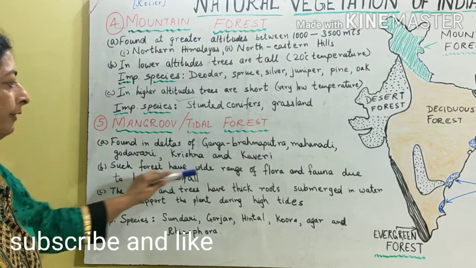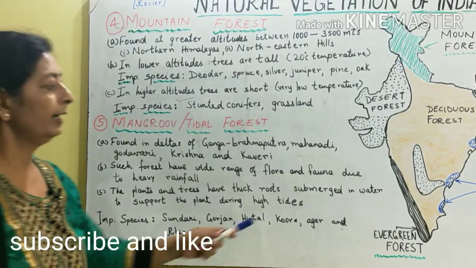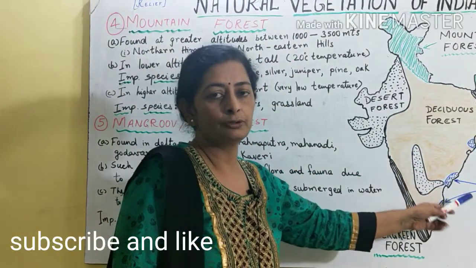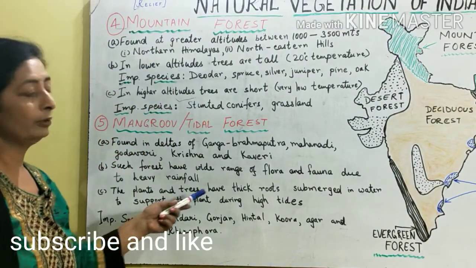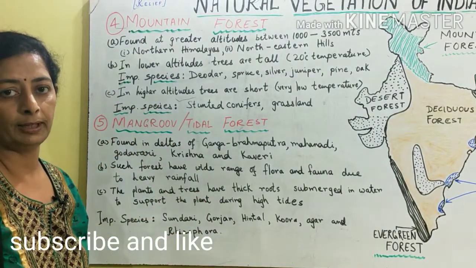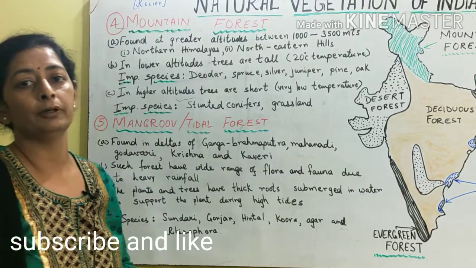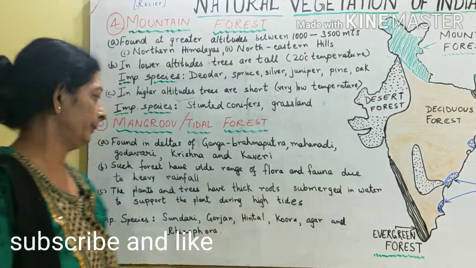Such forests have a wide range of flora and fauna due to heavy rainfall. At the same time, these regions are submerged in water, so they get enough water. And because of enough water, they have a lot of flowering plants. At the same time, they have a wide variety of species of insects, birds and animals. So, a wide range of flora and fauna.